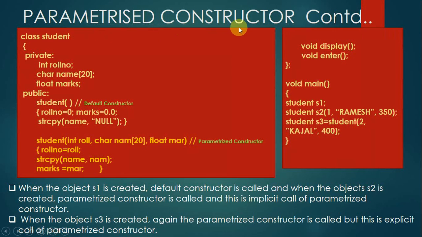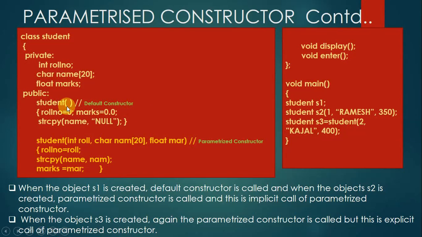So let us see an example of a parameterized constructor. Again, take an example of class student, and this time I have given 3 data members, roll number, name and marks, and I am trying to declare both the constructors here, default as well as parameterized. So let us see how we can declare a default constructor.